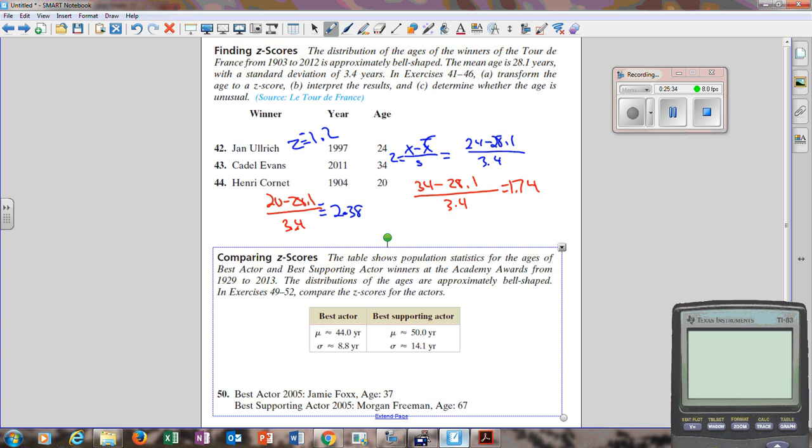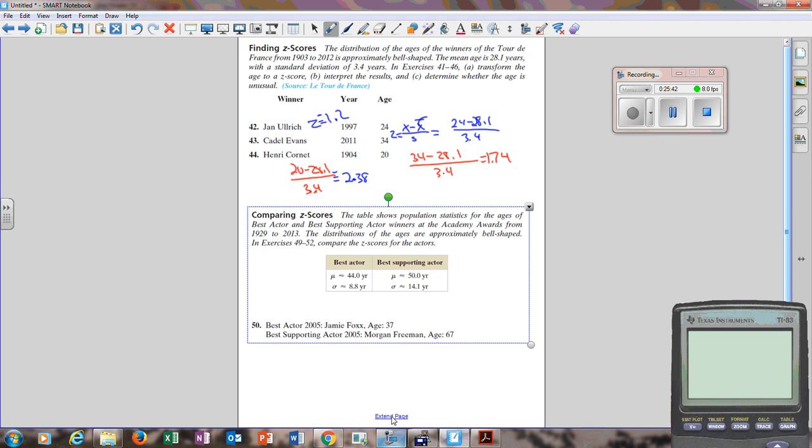Alright, last one. Comparing z-scores. The table shows population statistics for the ages of Best Actor and Best Supporting Actor winners at the Academy Awards from 1929 to 2013. The distributions of ages are approximately bell-shaped. In exercises 49 through 52, compare the z-scores for the actors. And this is a case where we compare z-scores because there's no way to compare Best Actor to Best Supporting Actor when their age differences are so far out there.